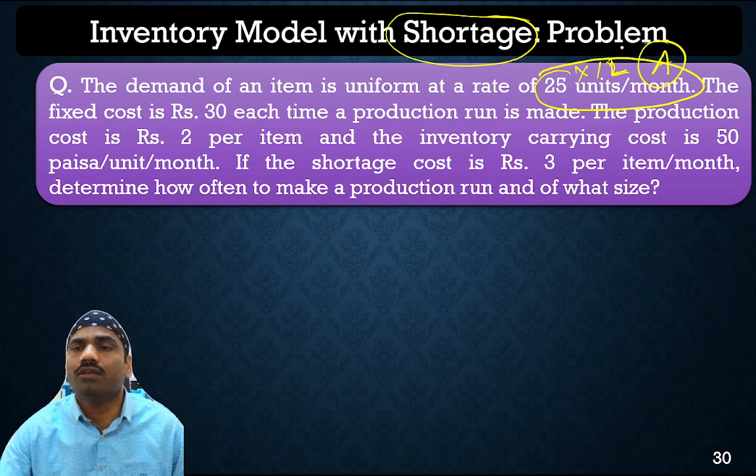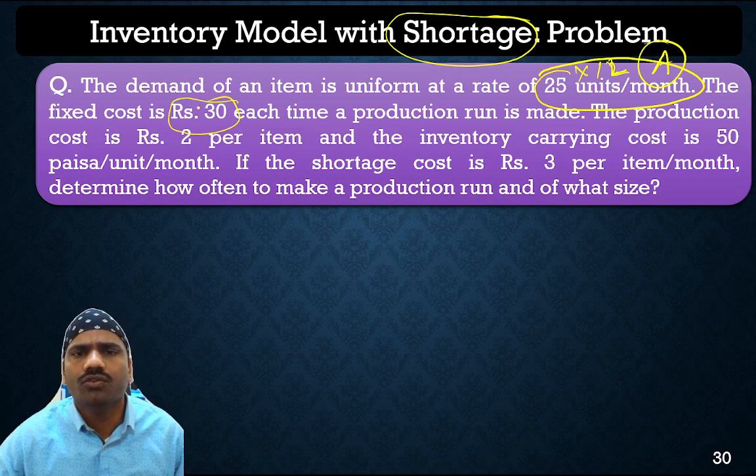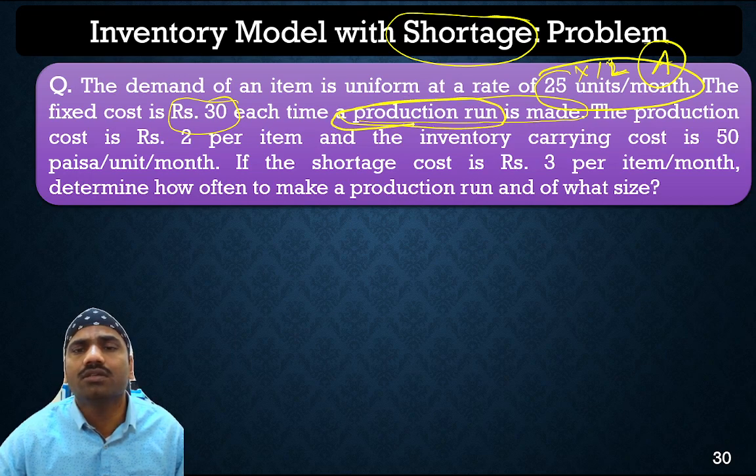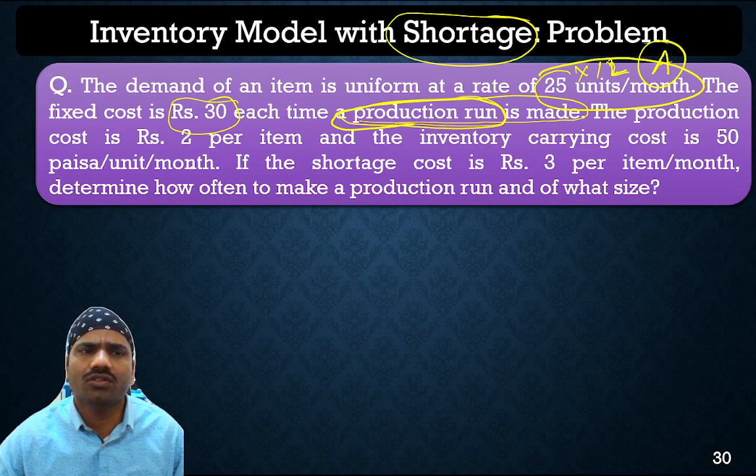So this will give you the annual demand A, which is 300. The fixed cost is rupees 30. Each time a production run is made, this is the setup cost, and that is S. The production cost is rupees 2.